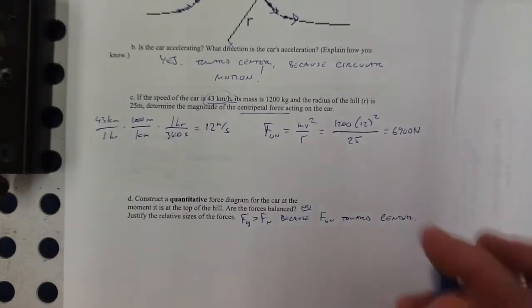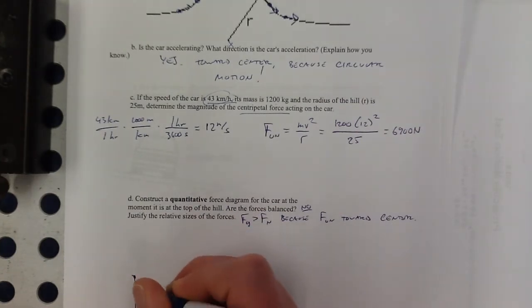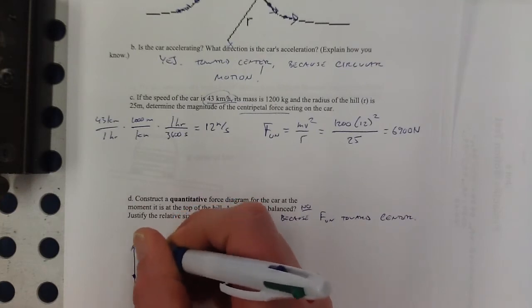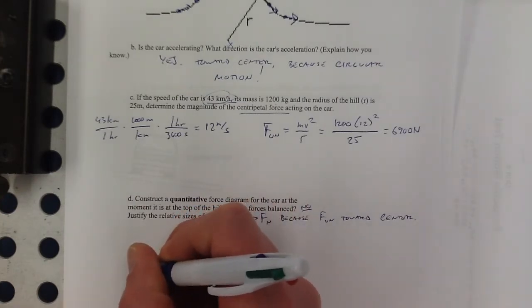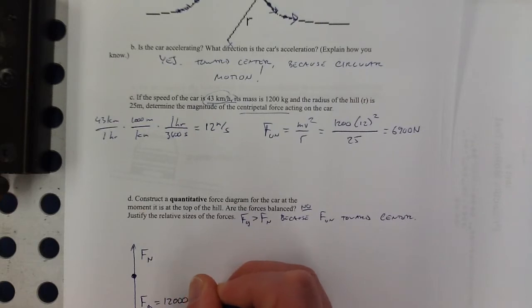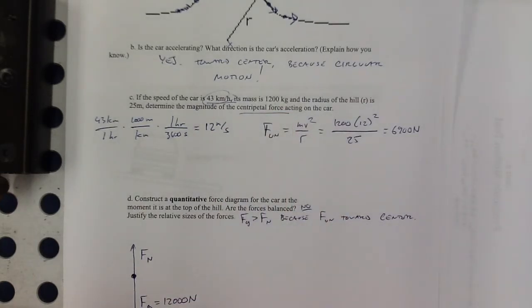So let's make this force diagram. So force of gravity, and there's the normal force. And notice that I made this bigger. Of course, the force of gravity doesn't change. It's always the same. Gravity does not care about what the car is doing. So same car, 1,200 kilograms times 10 is 12,000 newtons of gravitational force.